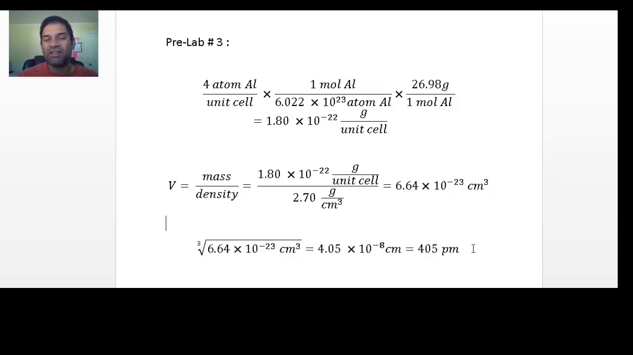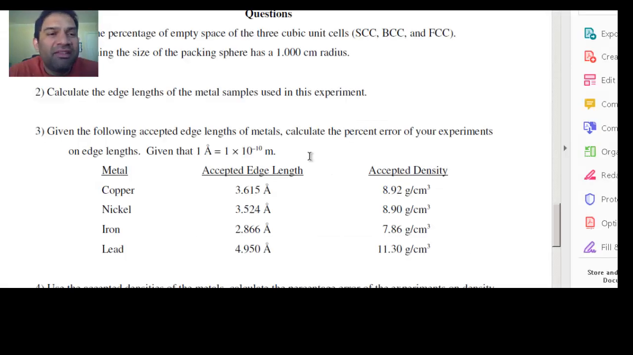I went ahead and converted this to picometers. You can convert it to nanometers. Usually edge lengths are given in angstroms, and an angstrom is 1 times 10 to the minus 10 meters. Let's look at the post-lab questions here.